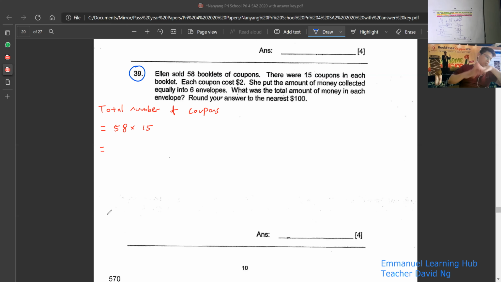Okay. The total number of coupons is? In each booklet. No, the number of coupons altogether. Times 2. 58 times 15 equals 870. Then 870 times 2 equals 740. Not 740. It's 740. It's not 740.